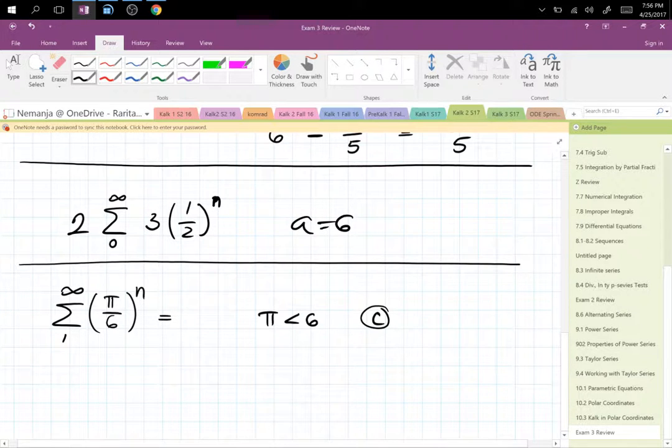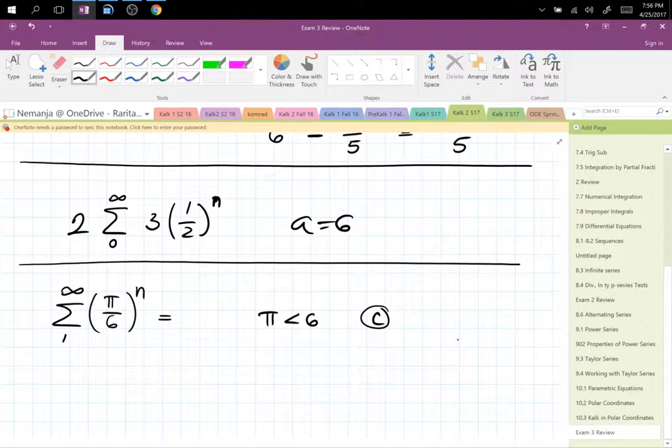Pi over pi is 1, and that's bad. 6 over 6 is 1, and that's bad. But pi is a smaller number than 6, therefore, you can have e over pi. It's still going to be fine because e is smaller than pi. I don't really care that I can't get them down to the last decimal, but as long as the number in the numerator is smaller than the number in the denominator, we have convergence.